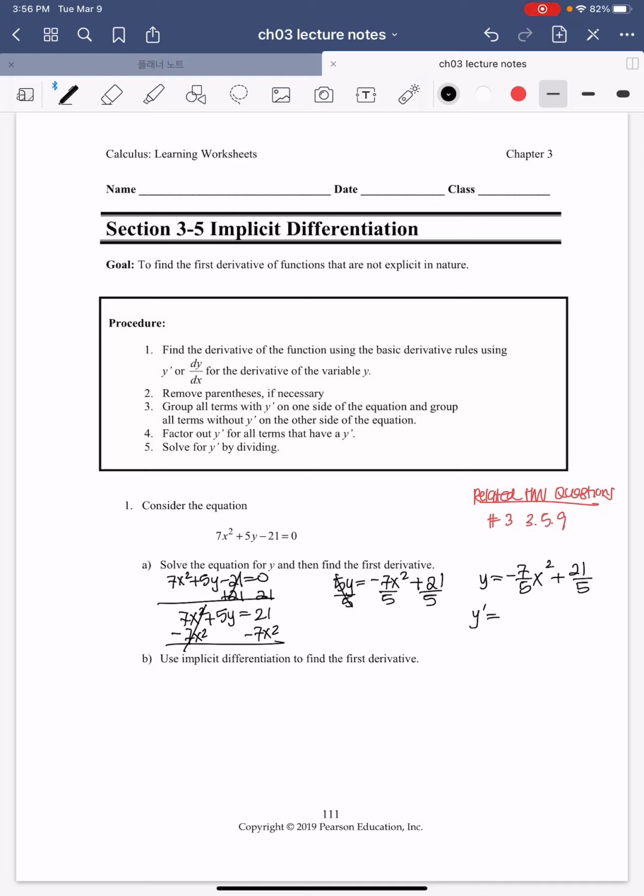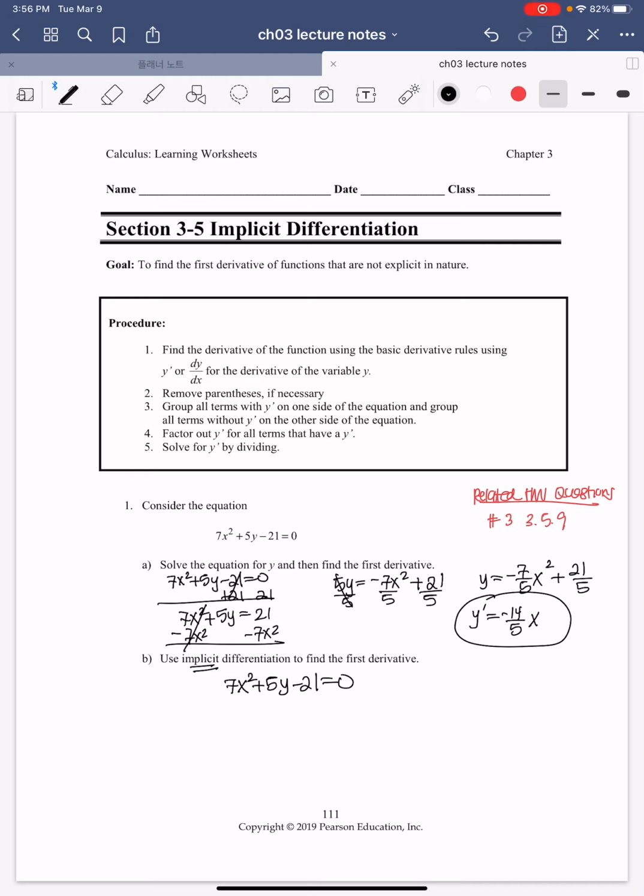So for this part over here, bring down the power and then subtract 1 from the power. So negative 14 over 5 x, and then the last one is a constant, so its derivative is 0. Okay, that's what we normally did. We rewrote the equation explicitly and then took the derivative. Now, we are going to do implicit differentiation. So we are not going to solve for y, just begin as it is.